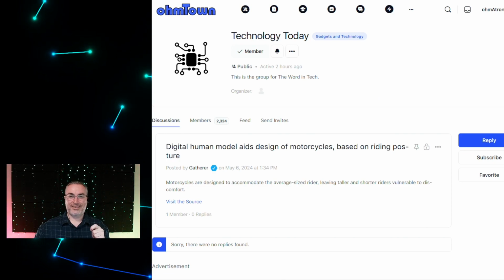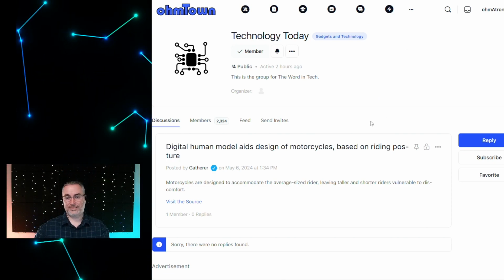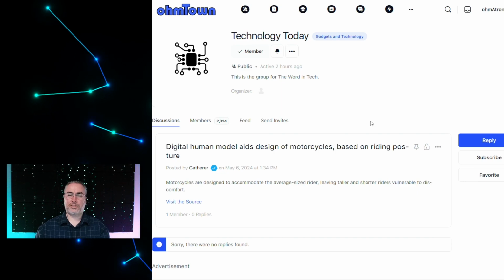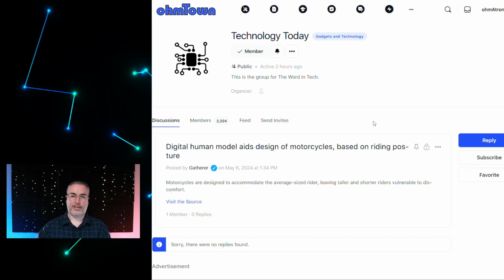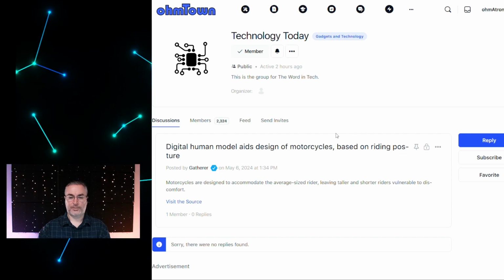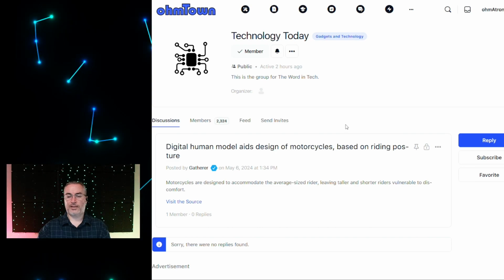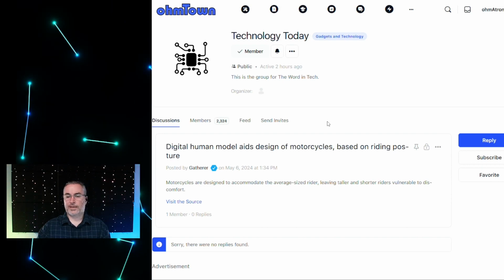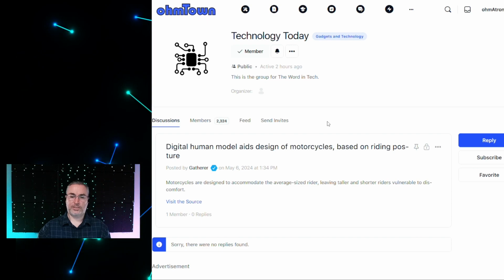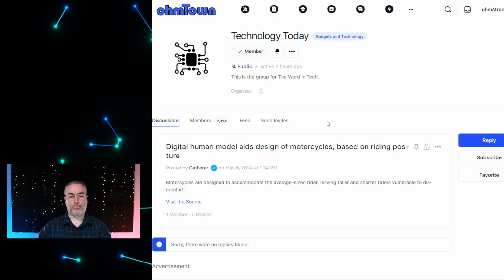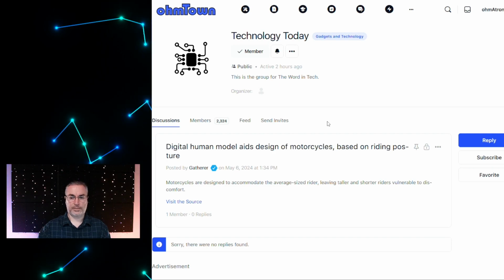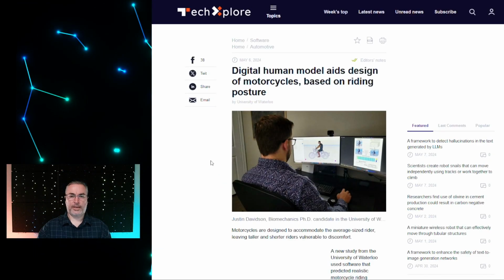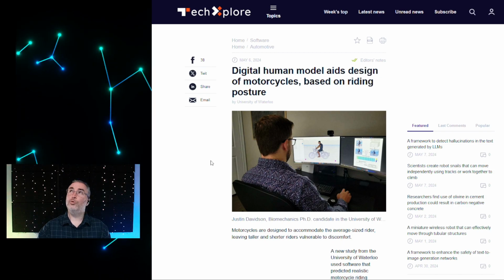Let's keep going. The next article is over in Technology Today. Digital human model aids design of motorcycles based on riding posture. I actually saw this elsewhere, and it had already been aggregated by Omatron. And so when it was submitted, I said, yeah, let's discuss this. I really like riding motorcycles. I haven't ridden motorcycles in a long time. It says digital human model aids design of motorcycles based on riding posture. Motorcycles are designed to accommodate the average size rider, leaving taller and shorter riders vulnerable to discomfort. So the article is over at techexplore.com, University of Waterloo put it together.